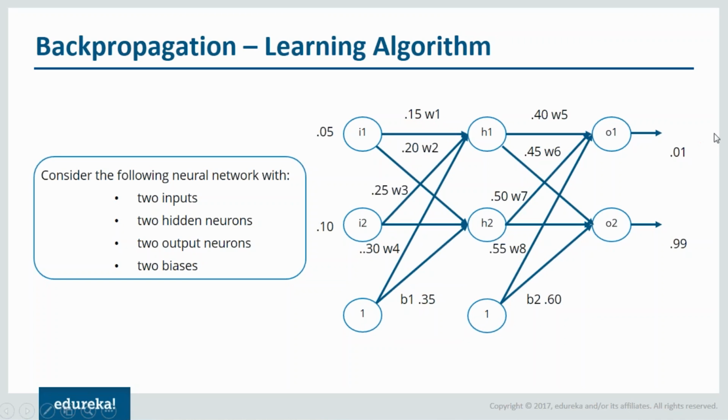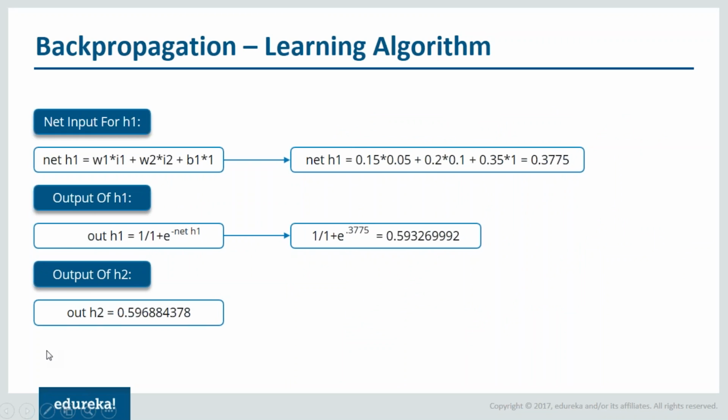Now what we need to do is make sure that we have weights in such a way that we get output as 0.01 and 0.99. But let us see if we get that same output when we provide these weights. The net input for this particular H1 will be what? It'll be W1 into I1, that is the first input, plus W2 into I2 plus B1 into 1, which gives us the answer as 0.3775.